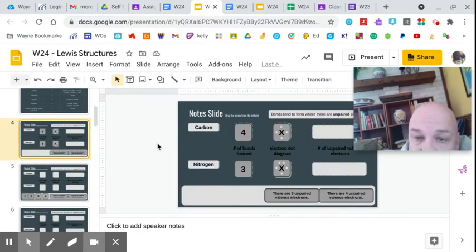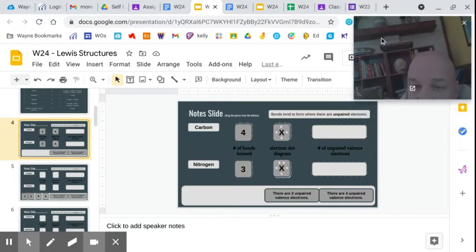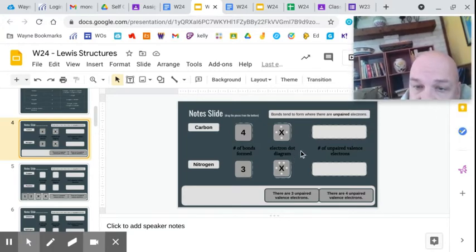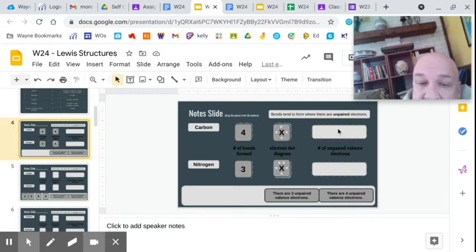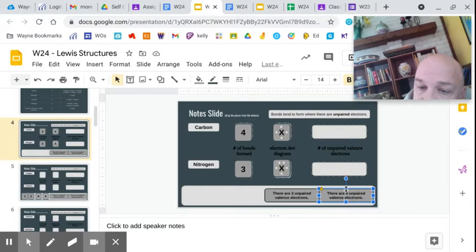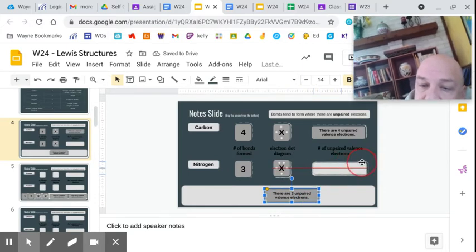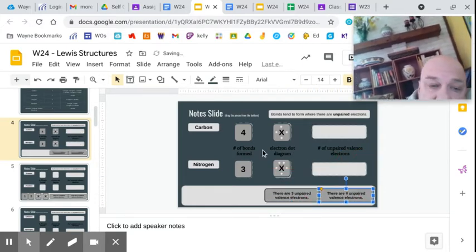So what you're going to do is you're going to come in here, and it says, let's move this out of the way a little bit. Bonds tend to form with their unpaired electrons. So how many unpaired electrons does carbon form? Well, carbon has 4 unpaired electrons, so it's going to form 4 bonds. That is a pair of electrons right here. For nitrogen, that's unpaired, that's unpaired, that's unpaired. So you're going to go ahead and actually drag these where they go. All right. So you're going to go through and do that.